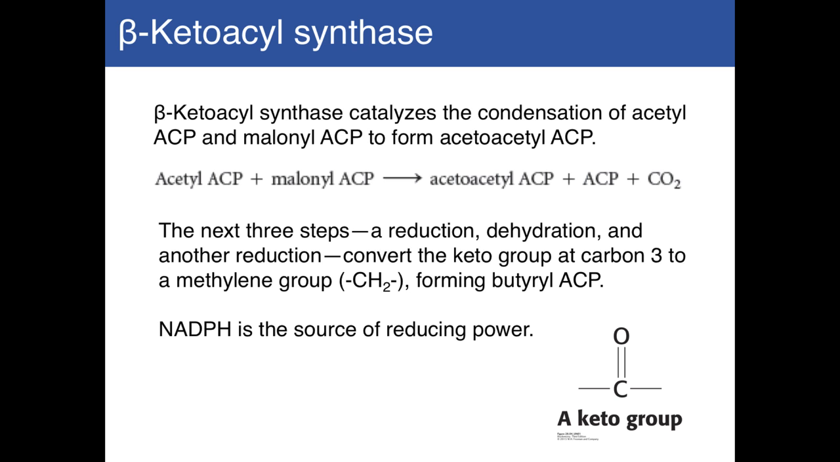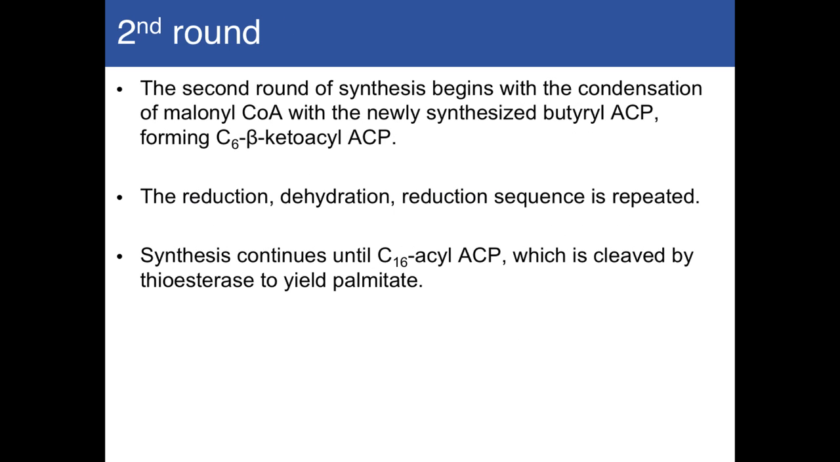So we have a condensation reaction for the ACP, right? And then we end up with a reduction, a dehydration, and another reduction. Basically that keto group at the third carbon is converted to a methylene group, and that's going to form your butyryl ACP. So now we're done with the first round, right? NADPH is the source of that reduction. The second round begins with condensation of malonyl-CoA with the newly synthesized butyryl ACP, and we're going to form a C6 beta keto acyl ACP, and we end up with another reduction, dehydration, reduction sequence. It's repeated, and synthesis continues.